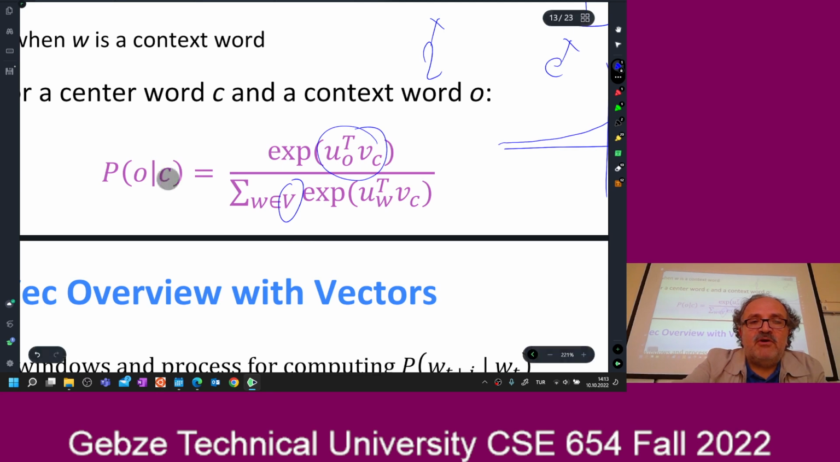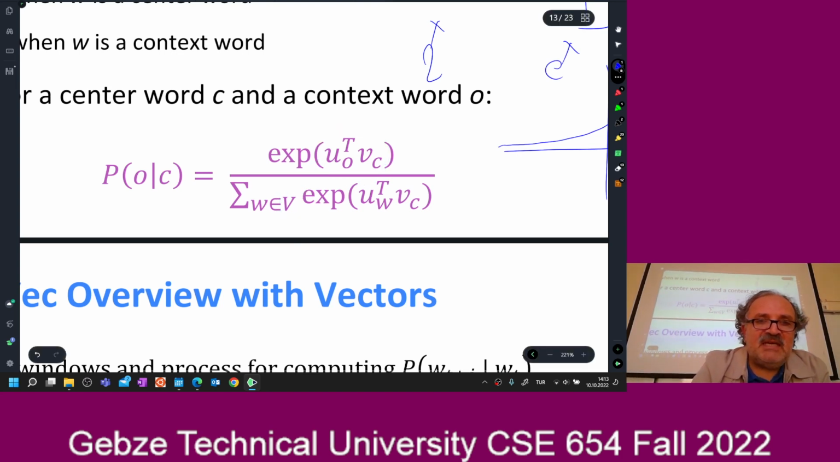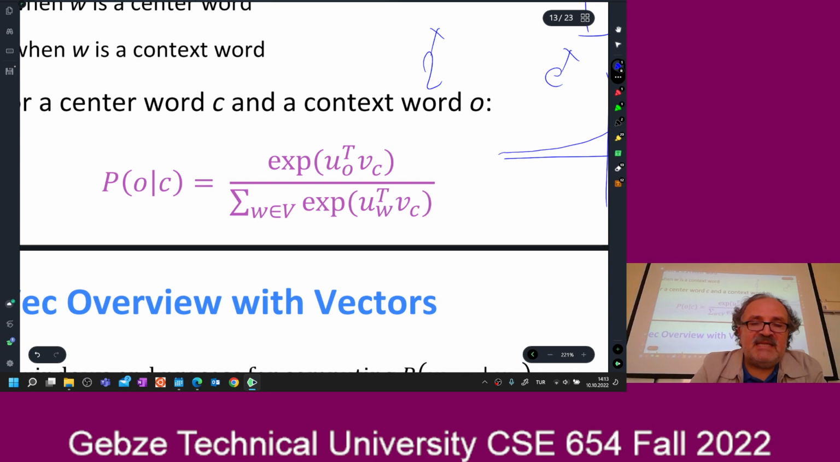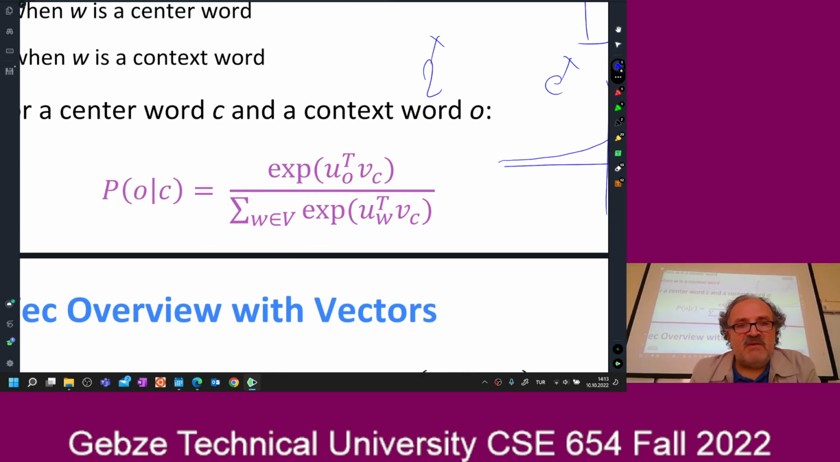Given the C word, the context word, what is the... this is using exactly the opposite of what I told you. C means context word, not sentence. Context, other words. The center word is this one. What is the probability of O?